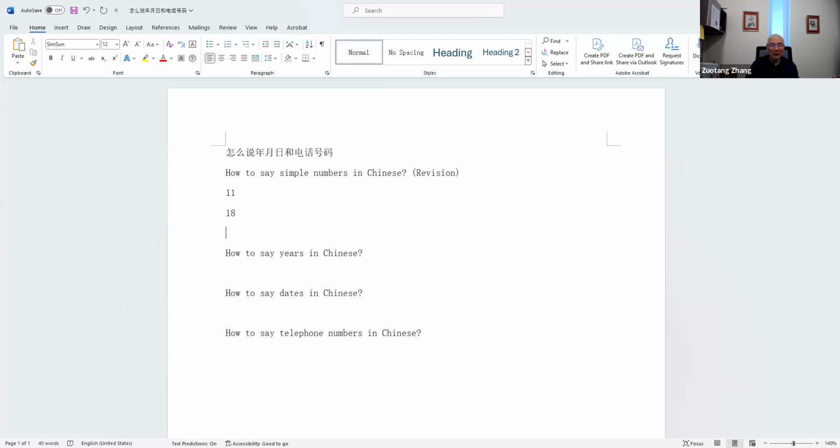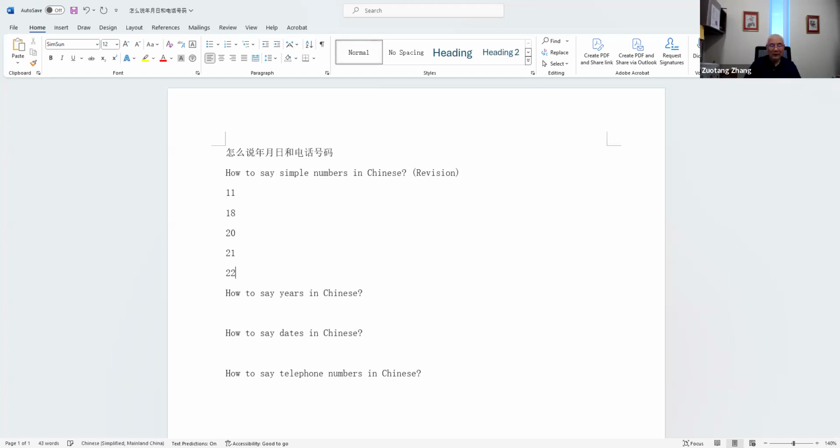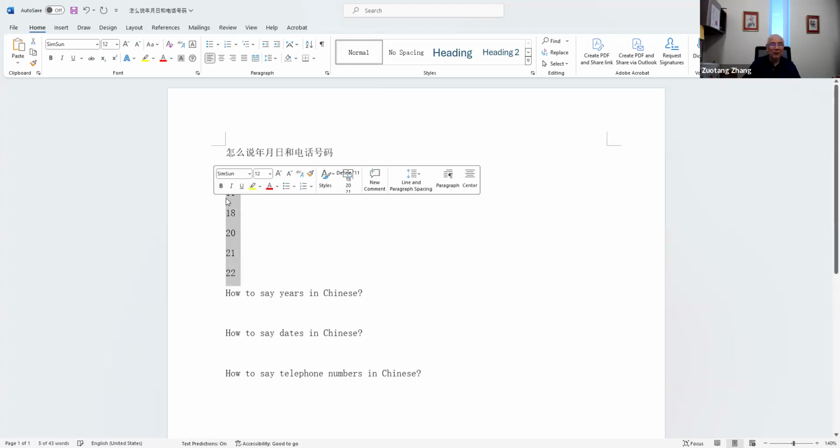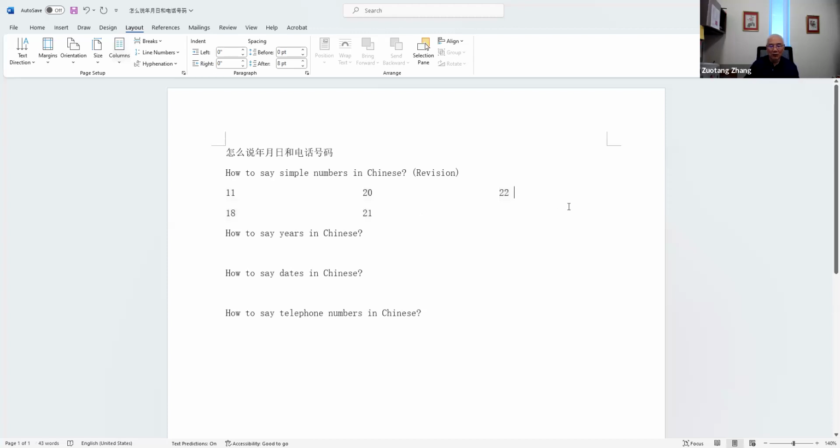And then 20 would be 20, as we taught already. That's 20, meaning 2 tens. Okay, so that's 20. And then if you want to say 21, it will be 21, means 2 tens and 1. So 21. And then 22 would be 22. Okay. So let me try to use this one layout, use like 3 columns so we can do more. All right. So 22 would be 22.